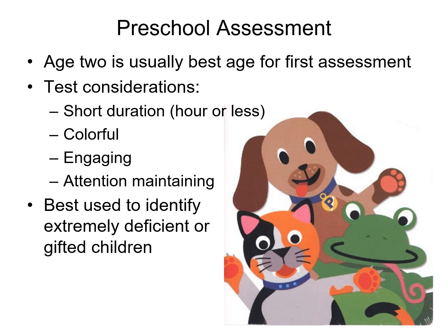So for preschool assessment, age 2 is usually the best age for these kinds of first assessments. They do require some observation. They do require the child to be somewhat mobile and starting to have social interactions. The test considerations: they're generally short durations, an hour or less of observed behavior. There are actually assessments that the children themselves can take that are usually colorful, engaging, and attention maintaining. And again, they're best used to identify extremely deficient or extremely gifted children.